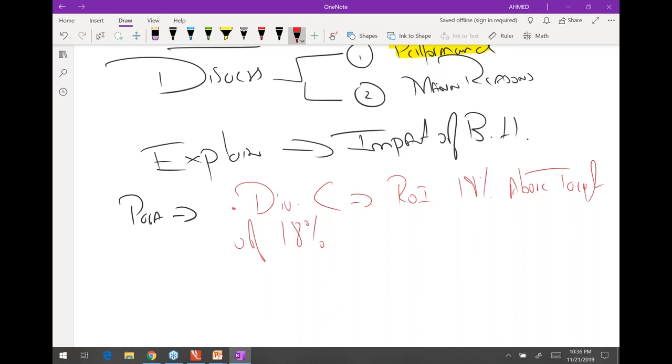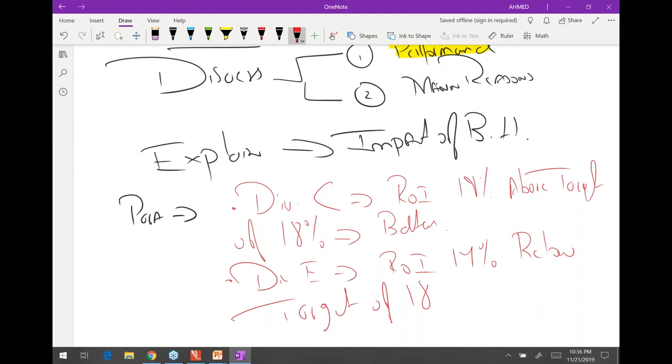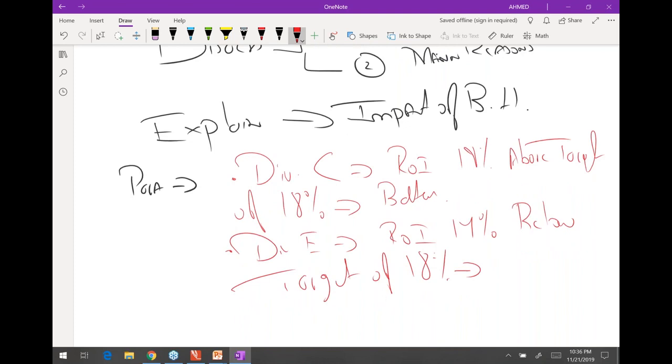Okay, so C seems better. Division E, ROI 17%, below target of 18%, not achieved. So you have to write this in a paragraph form and you will be awarded around 1.5 marks for this. That's it.